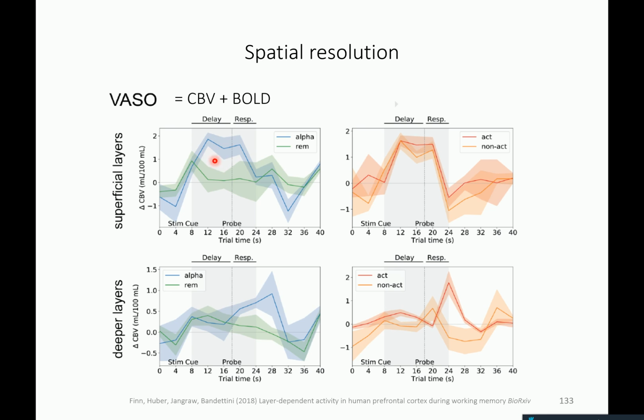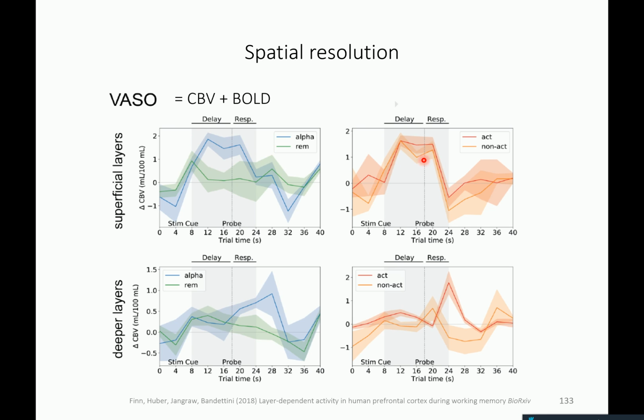So here, if you look at this, not only the BOLD signal, but this combination of cerebral blood volume and BOLD, which is given by this VASO sequence, then alphabetizing versus remembering shows strong activity in the superficial layers, and you don't find in the delay period much of a difference here, but things are also more noisy here. In terms of the superficial layers, both of them are active during the delay period where they had to alphabetize.